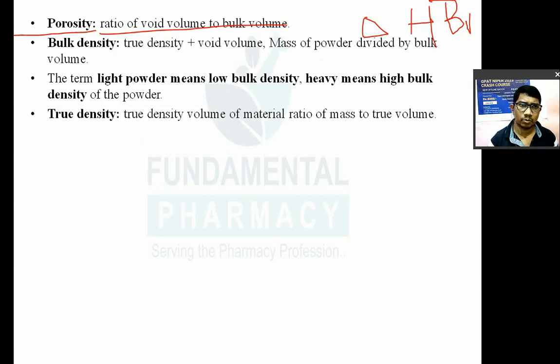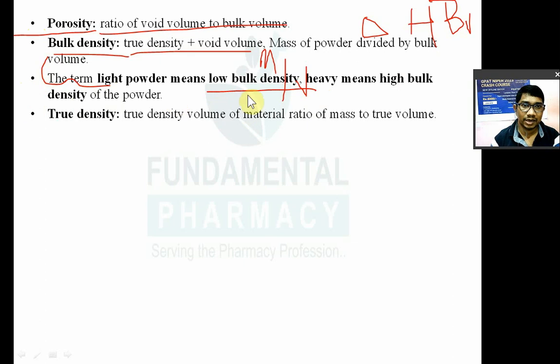What is bulk density? True density is simply mass upon volume. Bulk density is the mass of powder divided by bulk volume. In reference to bulk density, there are two terms. Light powder means a powder having low bulk density.